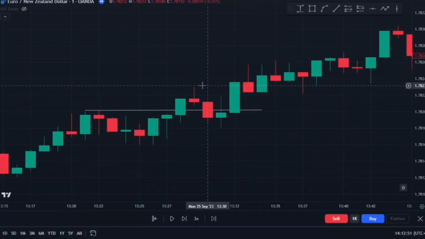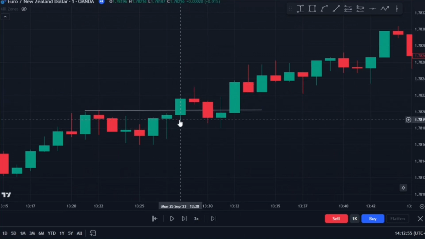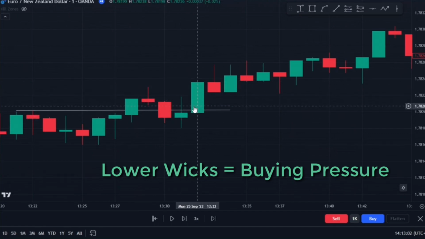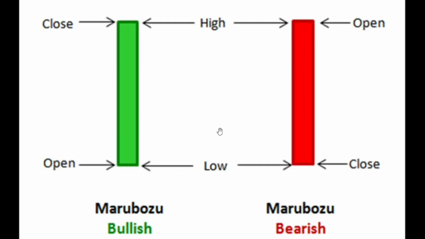Now here we have an example of a great buying opportunity. As you can see, the price broke out of this resistance zone, came back down to test this zone with 2 lower wicks, proceeded by a big bullish candlestick without any wicks, and this would have been a great buying opportunity. Another confirmation is identifying bullish and bearish Marubozu candlesticks.